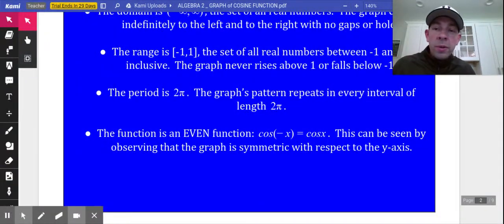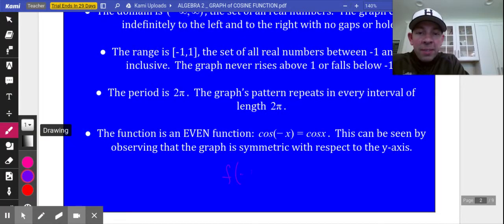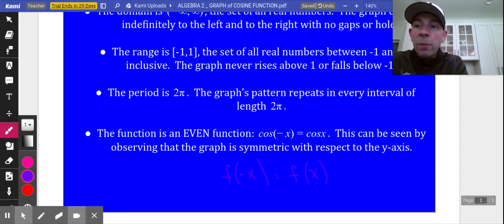Here's one noteworthy change. Instead of being an odd function, this function is even. And the definition of an even function was that f of -x equals f of x itself. This can be observed by seeing the graph is symmetric with respect to the y-axis.